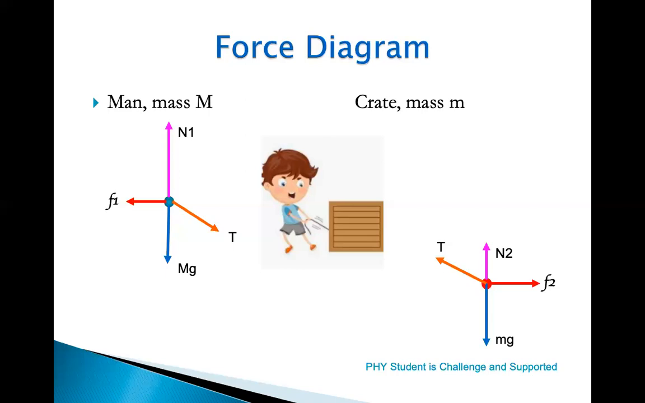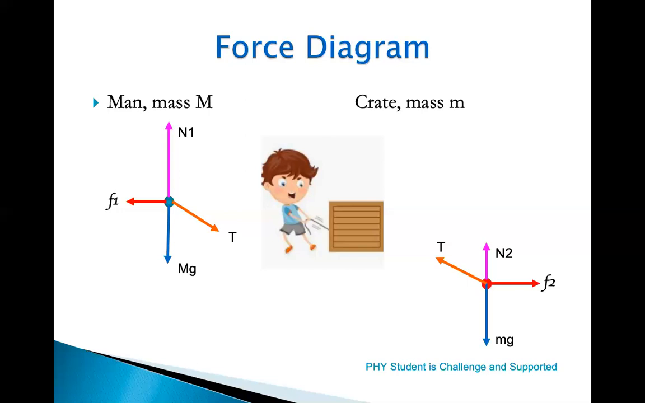And the friction: when the man pulls the box, it tends to slide relative to the ground forward. And therefore the friction is in the opposite direction of the motion. If the box is moving, the friction is kinetic friction. If the box is not moving, it's static friction.